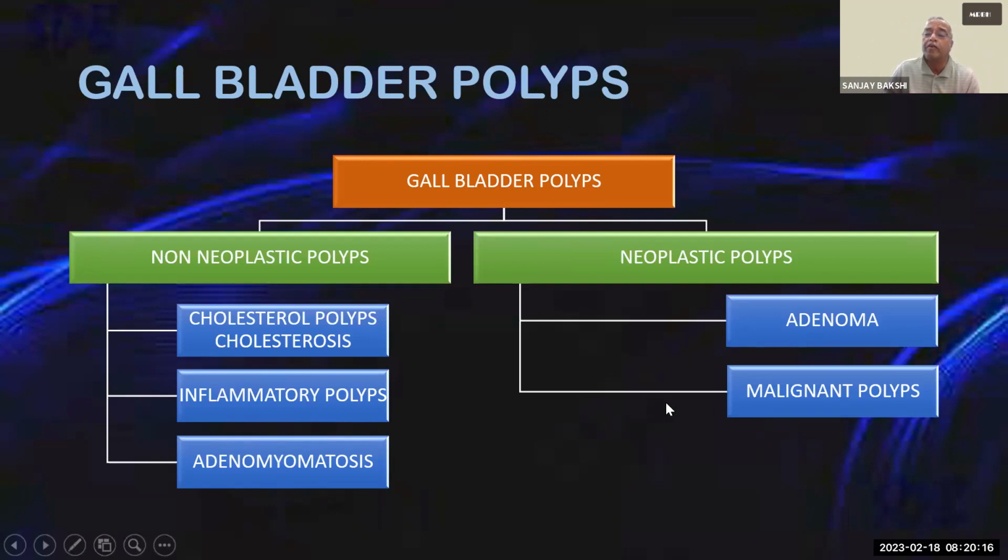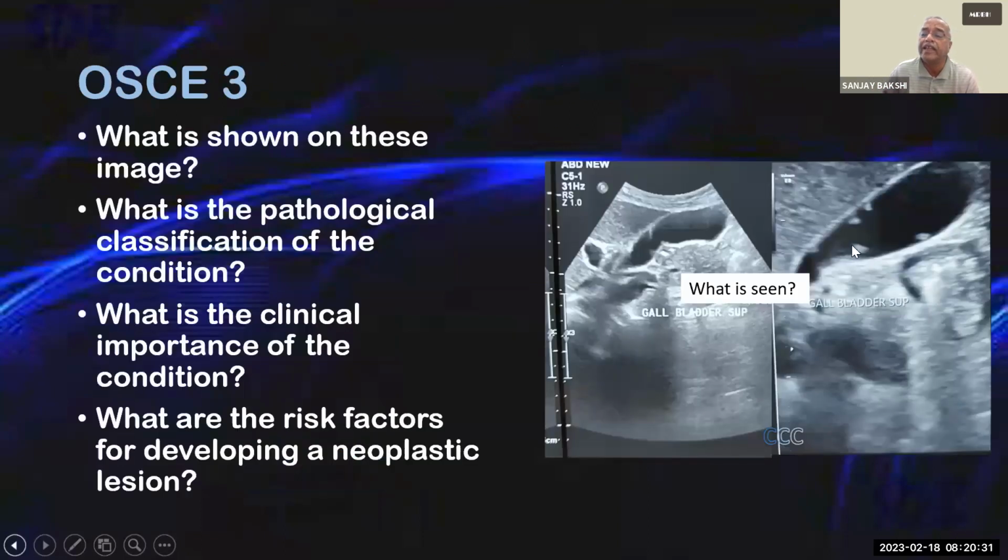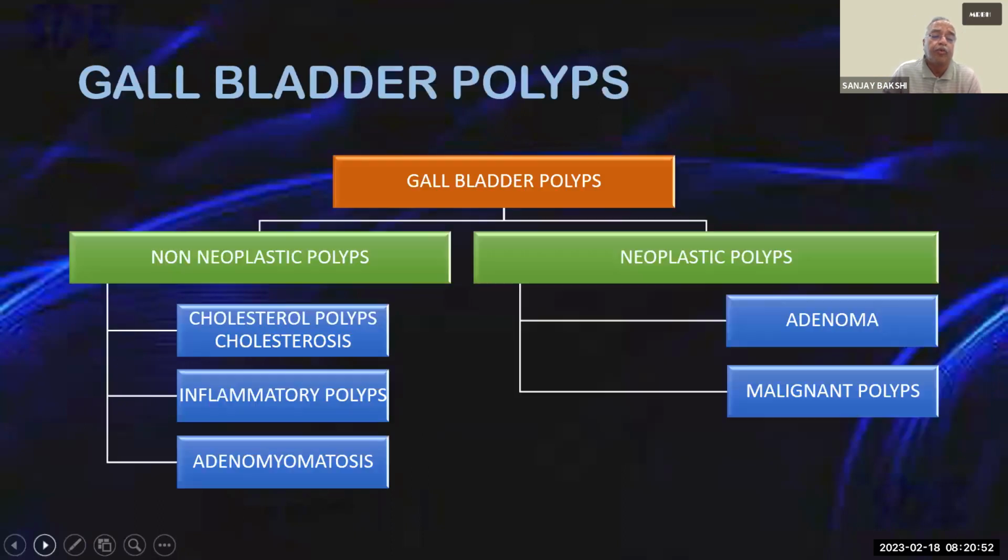Of course, you have neoplastic polyps, where you have adenomas and malignant polyps. If you have multiple malignant polyps, sometimes you have polyposis of the entire biliary channel. In a situation like that, particularly if the alkaline phosphatase is high and the bile duct is dilated, you must get an MRCP to see whether there are any polyps in that bile duct. Right? Yes, sir. So what are the risk factors?